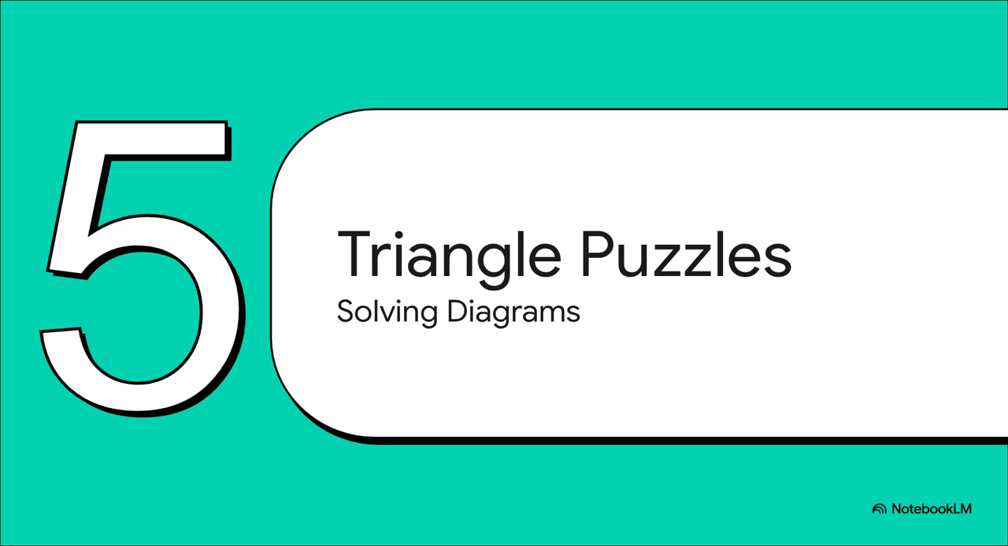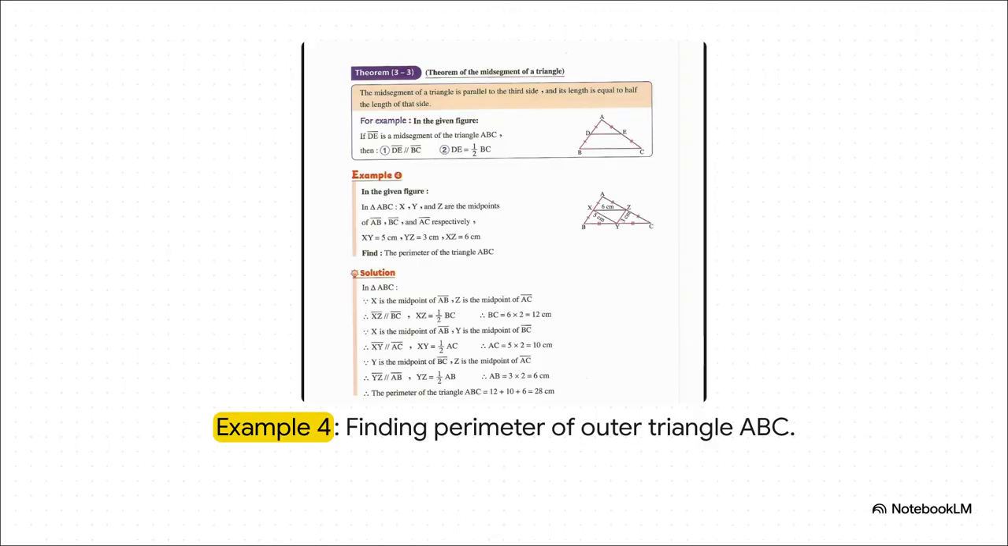All right, here we go. Section 5, solving complex triangle puzzles. So let's focus on example 4 right here. Think of this as the final boss level puzzle. We are given this inner triangle made entirely of mid-segments, and we know their lengths. XZ is 6, XY is 5, and YZ is 3 centimeters. Our task? We have to find the total perimeter of the giant outer triangle ABC.